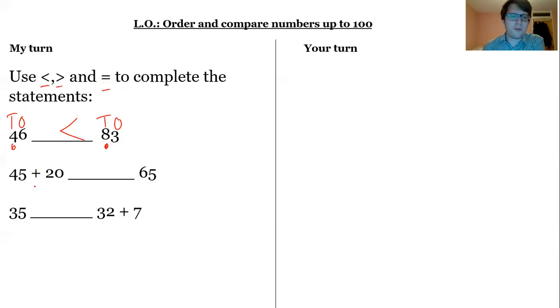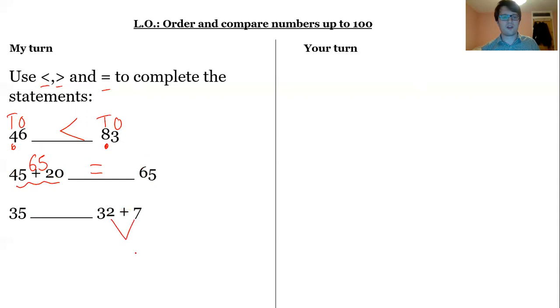Now here we've got a bit of a problem because I've got one number on this side, but I've got a little number sentence on this side. So before we can compare these two sides, we need to work out what is 45 add 20. Well, 45, 55, 65. And then I can see, oh, well, look, actually, these two sides are exactly the same. The whole on this side is 65. The whole on this side is 65. So they're the same.